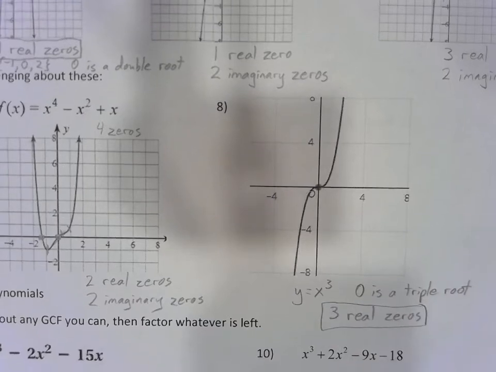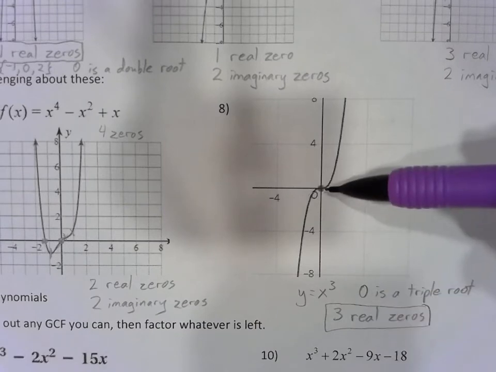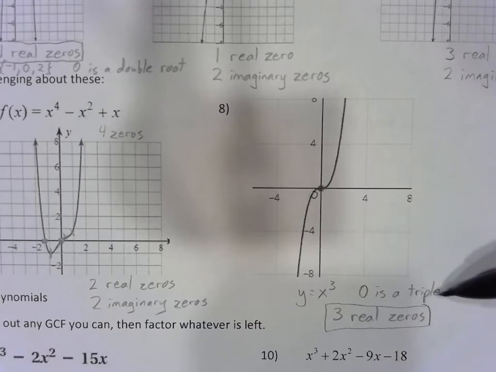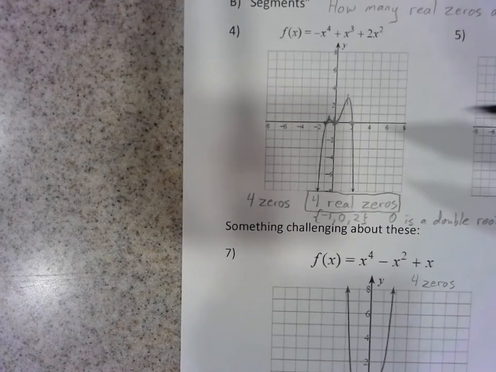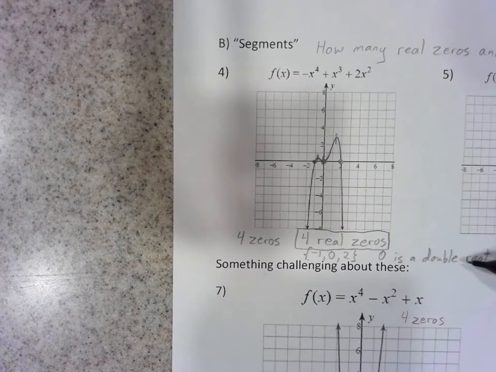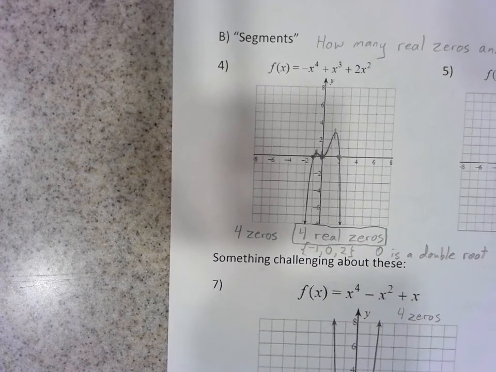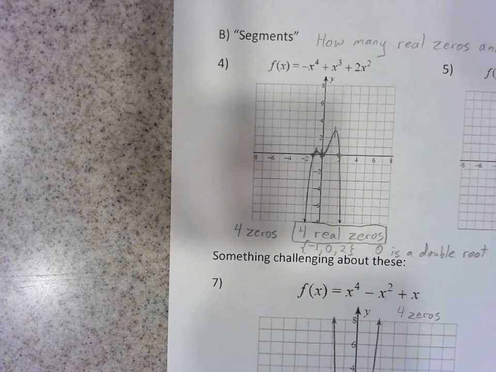Now, as I stop to think about it, sometimes this may get classified as having one real zero that happens 3 times. So it has 1 zero that is a triple root. Whereas back here in number 4, this has 3 real zeros where one of them is a double root. And so it's a little bit of a technicality. Don't worry about that too much, just realize that we can look at the graph to see real roots and look for pairs of imaginary roots or imaginary zeros.